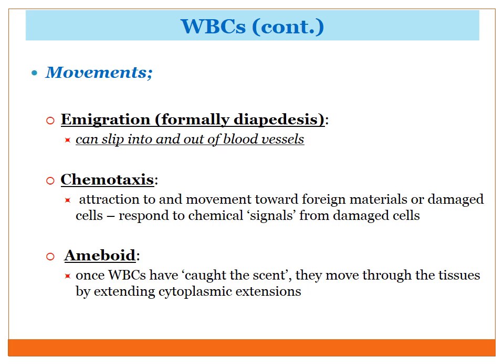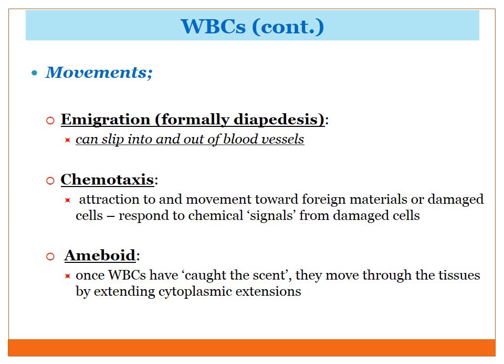Characteristics of white blood cells include these three different types of movements: emigration, chemotaxis, and amoeboid. Emigration used to be called diapedesis. The new term is emigration, and this refers to the ability of white blood cells to move into and out of blood vessels. So if there's an injury in an area in the tissue, white blood cells arrive into that area via the bloodstream. They can enter into the tissues by squeezing out between the pores of the cells that make up the wall of the blood vessels. So this is known as emigration.